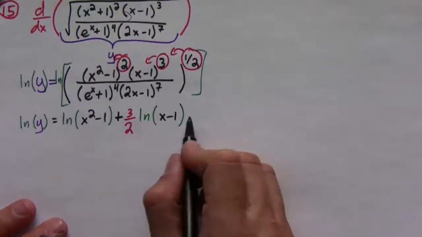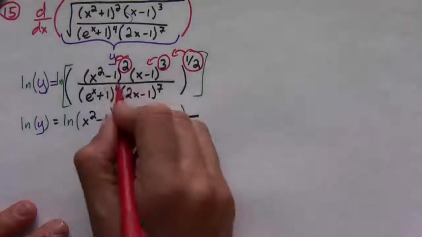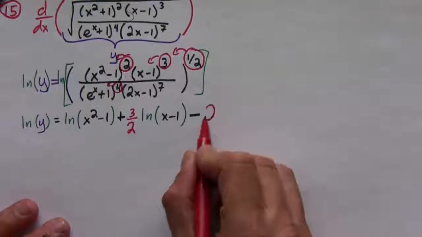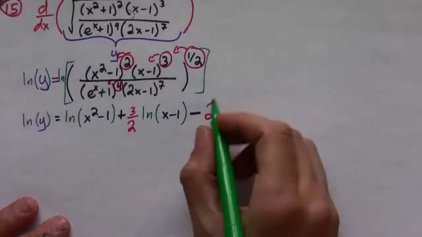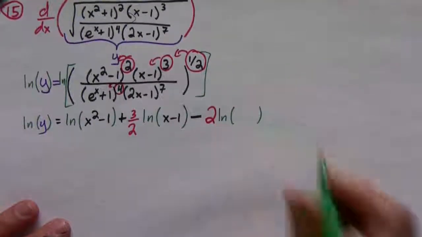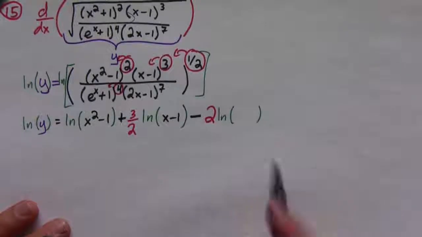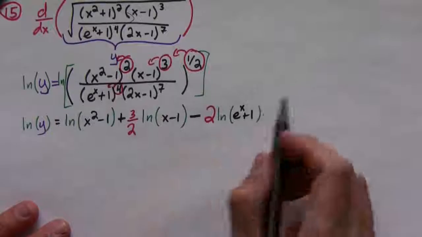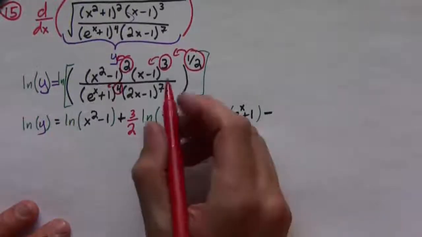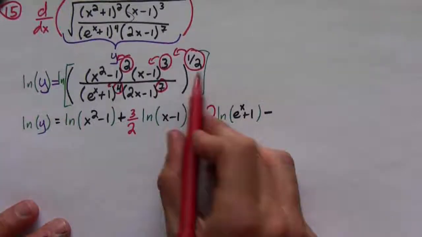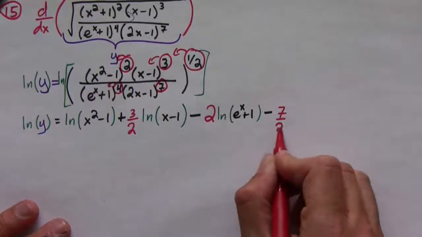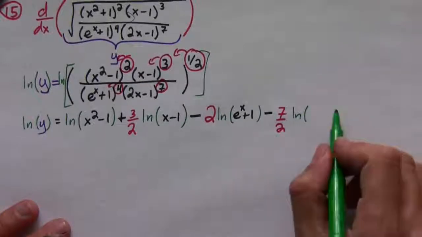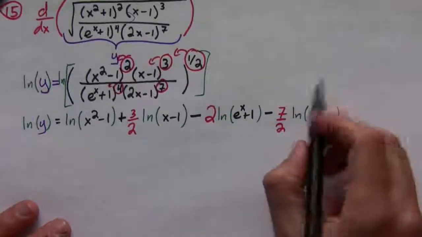The next one is down here, so it's going to be minus. Now the 4 is coming down times the 1/2 that was there, so this is going to be 2 natural log of e to the x plus 1. The next one, again, is going to be negative. The 7 is going to come down times the 1/2, which is 7/2 natural log of 2x minus 1.